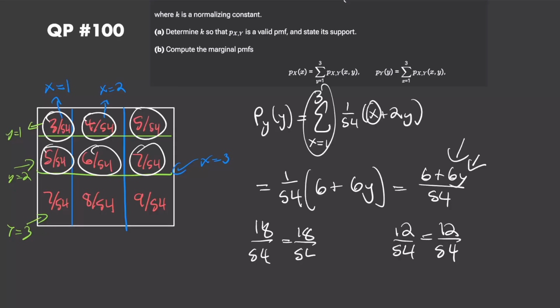Now for x equals 3, y equals 3. If we plug in y equals 3 here, we have 18 plus 6. That's going to give us 24 on 54. We add 7 plus 8 plus 9. We do indeed get 24 out of 54.